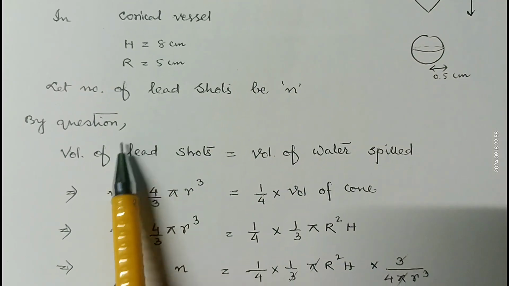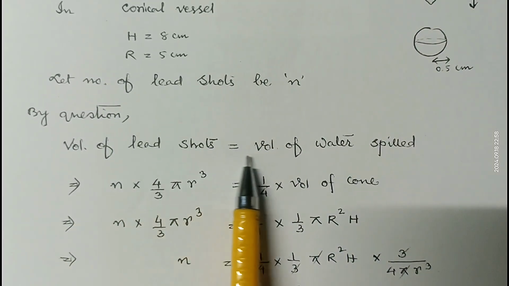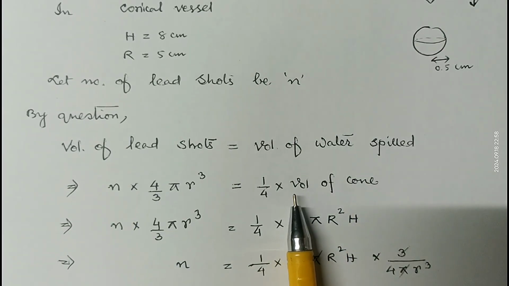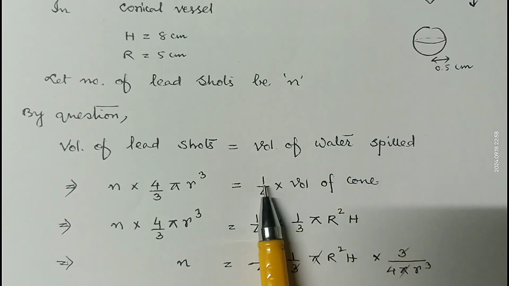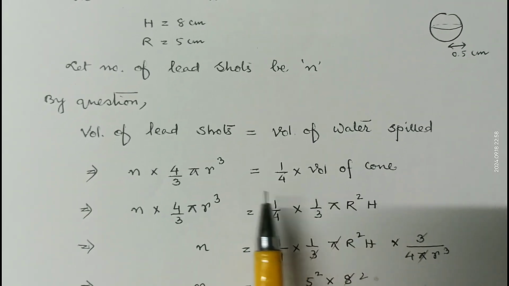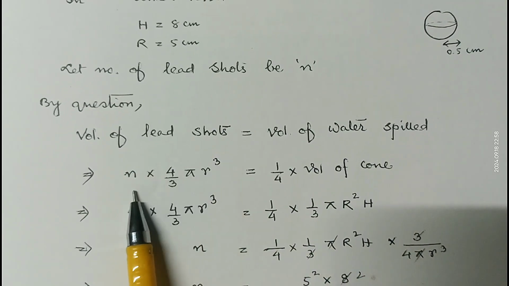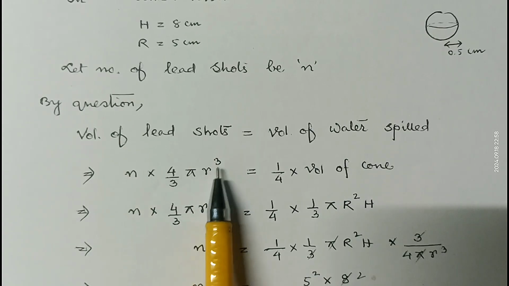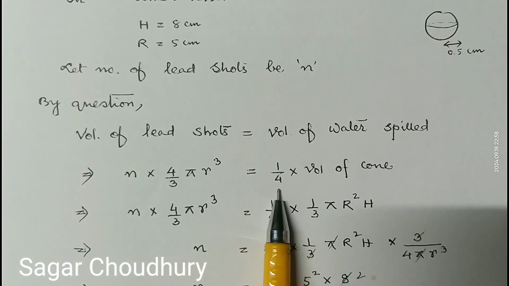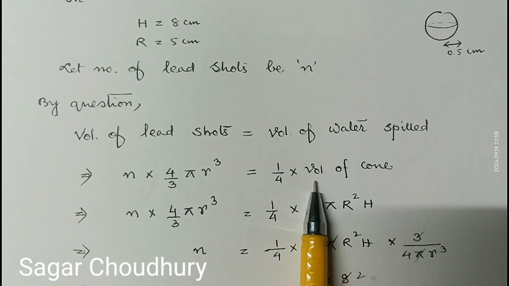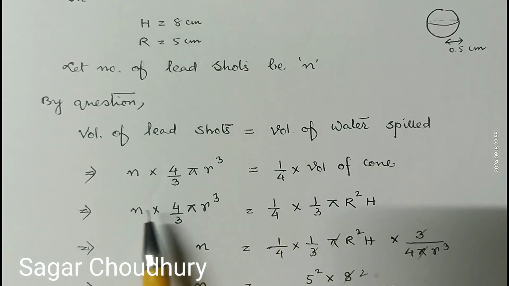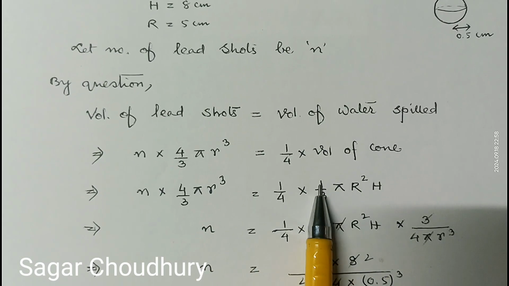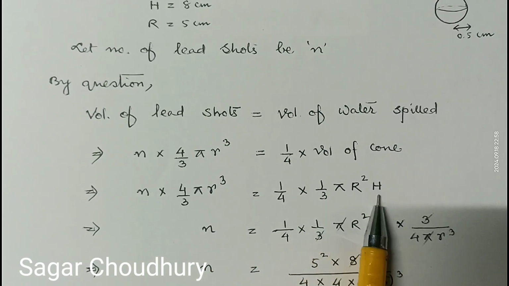Now according to the question, volume of lead shots is equal to the volume of water spilled. As it is given 1/4 of the water flows out, so volume of water spilled will be 1/4 of volume of the cone. Now volume of lead shots, there are n lead shots, so n into volume of each sphere, 4 by 3 pi r cube, equals 1/4 of volume of cone. So n into 4 by 3 pi r cube equals 1/4 into 1/3 pi r square h. This is the volume of a cone.